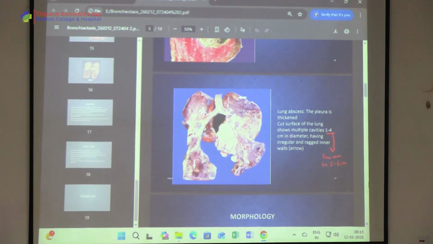Okay. So pleura, you know what pleura is, right? Anatomy. It is the, yes. So pleura gets thickened because of the inflammation as well. Okay. So this is a cut surface of the lung showing thickened pleura and multiple cavities about 1 to 4 centimeter in diameter, having irregular and ragged inner margins, right?